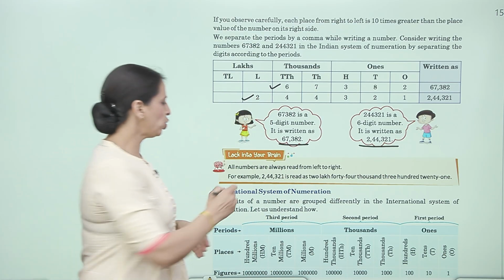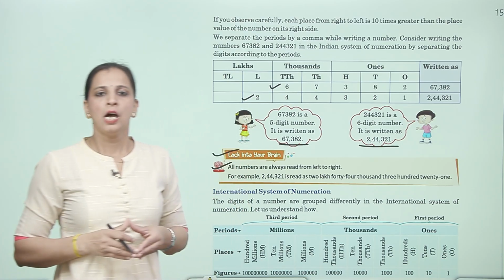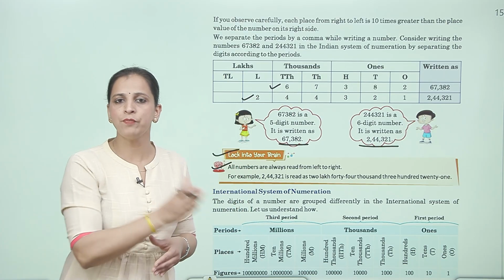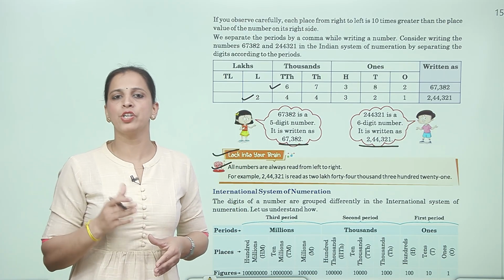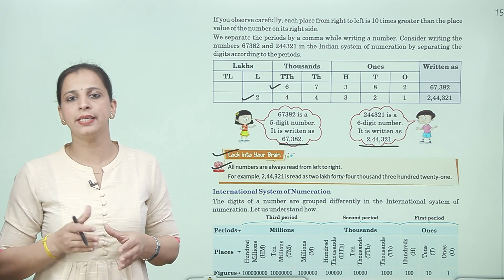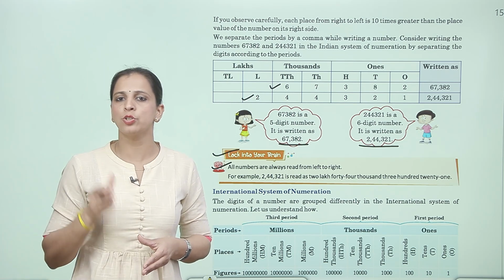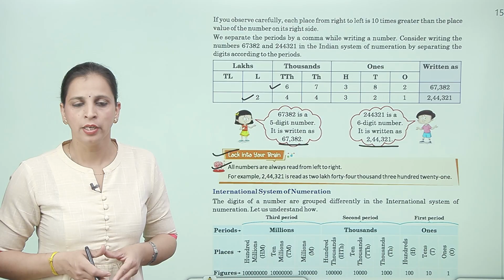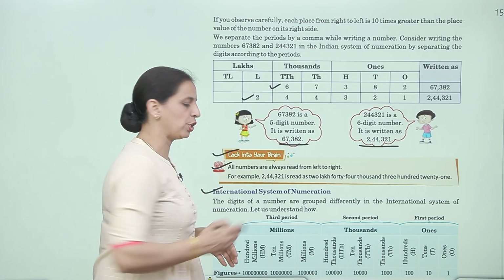Now, log into your brain. All numbers are always read from left to right. For example, 2,44,321 is read as two lakh forty-four thousand three hundred twenty-one. Now, international system of numeration.